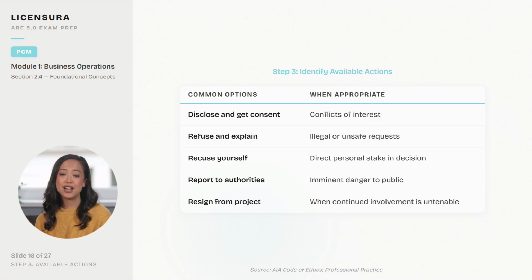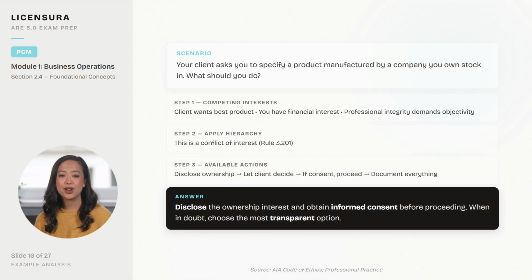Let me walk through an actual example so you can see this framework in action. Your client asks you to specify a product manufactured by a company you own stock in. What do you do? Step 1. Competing interests.